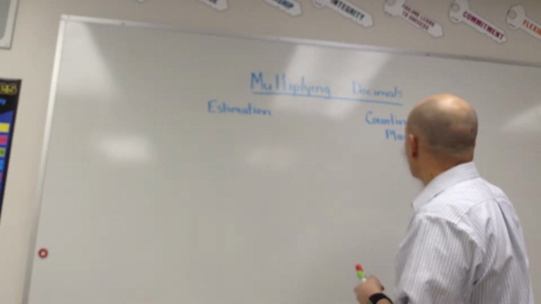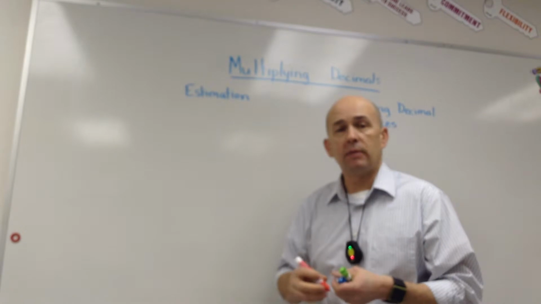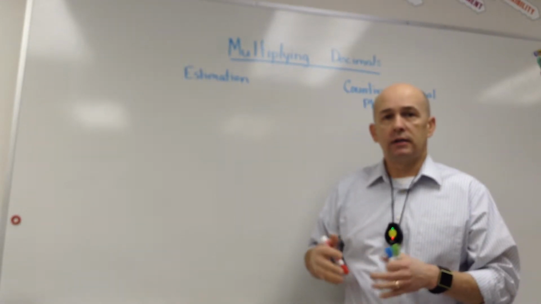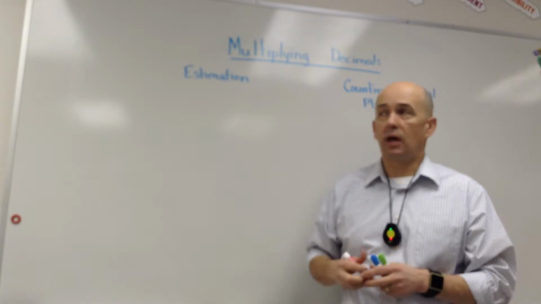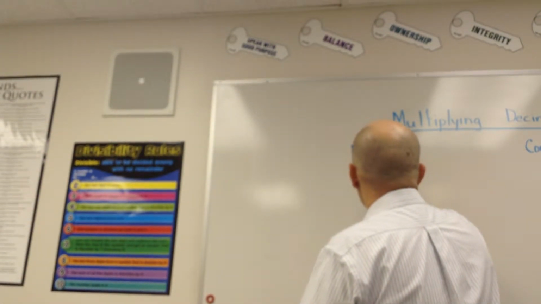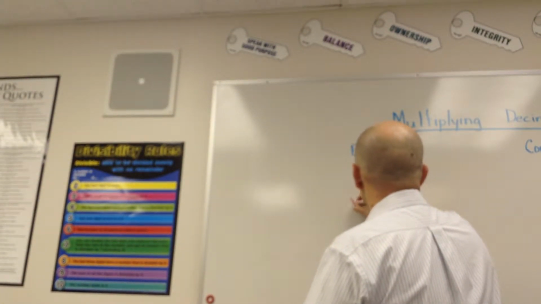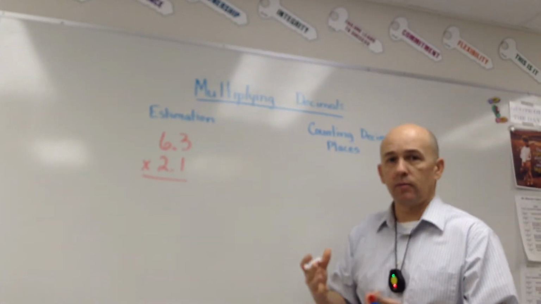First one I'm going to talk about is the estimation method. When we talk about estimation, what we're talking about is working with numbers that are close to the decimal numbers that we have. So for example, let's say I have 6 3/10 times 2 1/10. So there's my factors that I'm going to multiply.